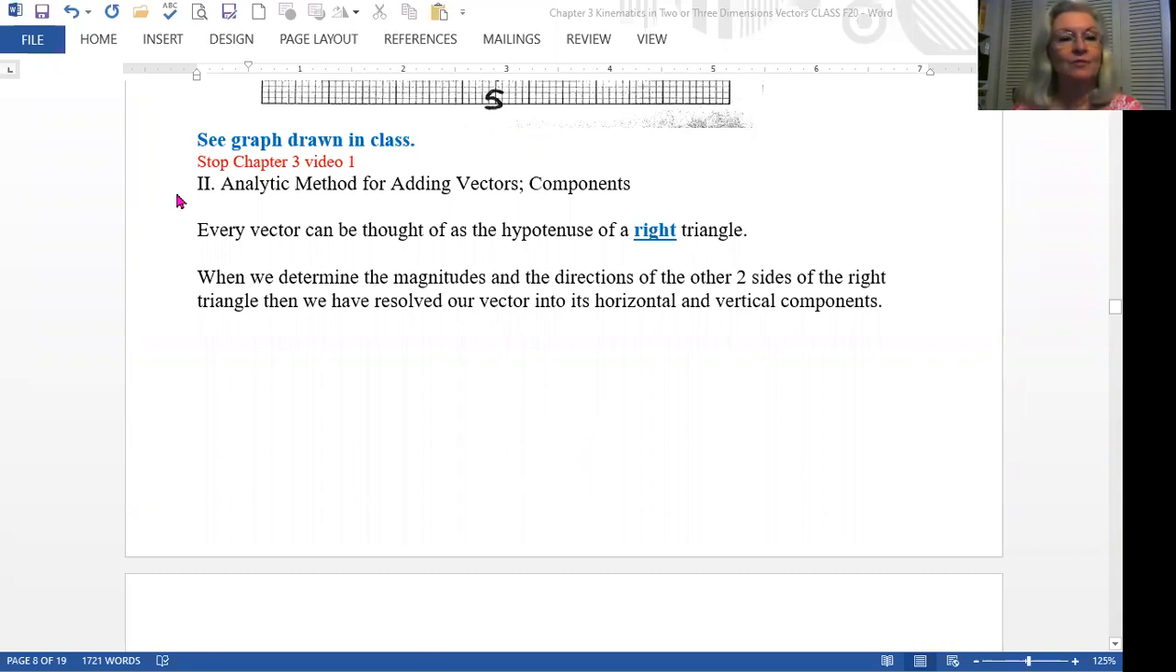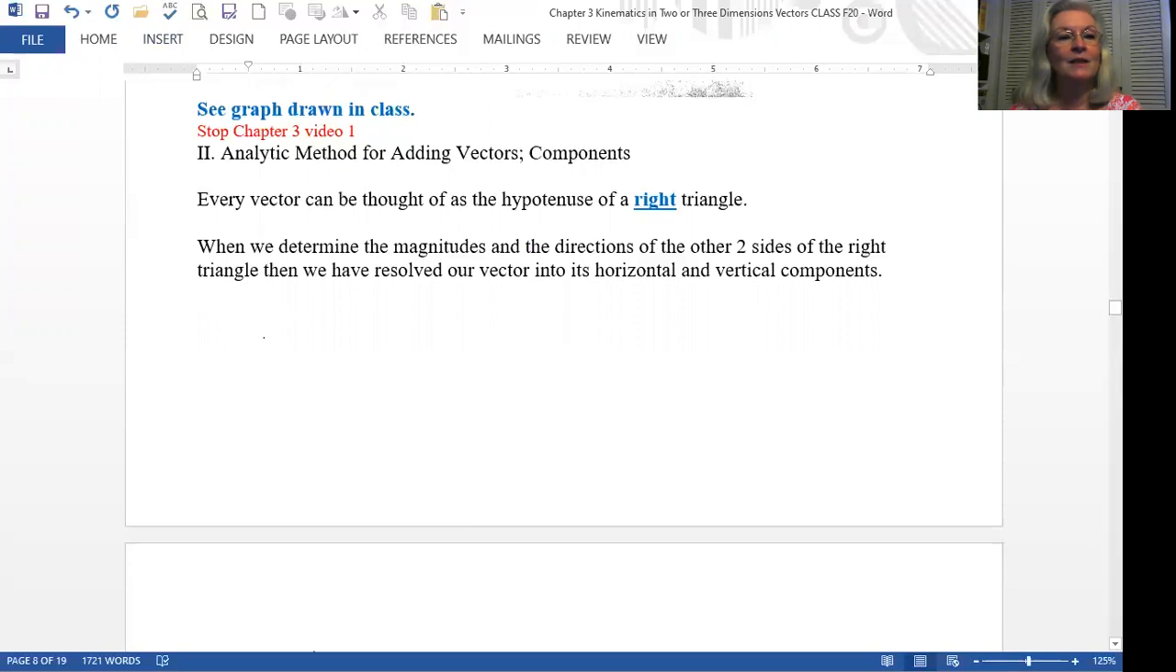Every vector can be thought of as the hypotenuse of a right triangle. It's maybe easier to understand this if we draw it out, but if you have a vector that is at some sort of an angle, and you visualize that as the hypotenuse of a right triangle, then you'll have a horizontal component and a vertical component.